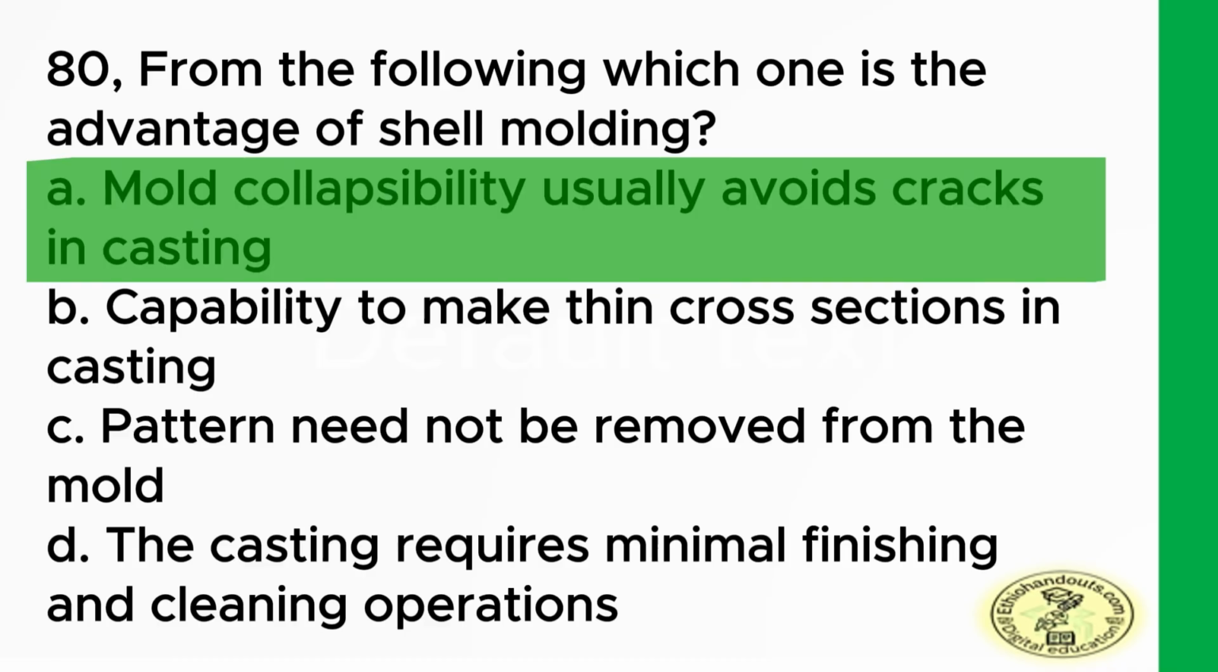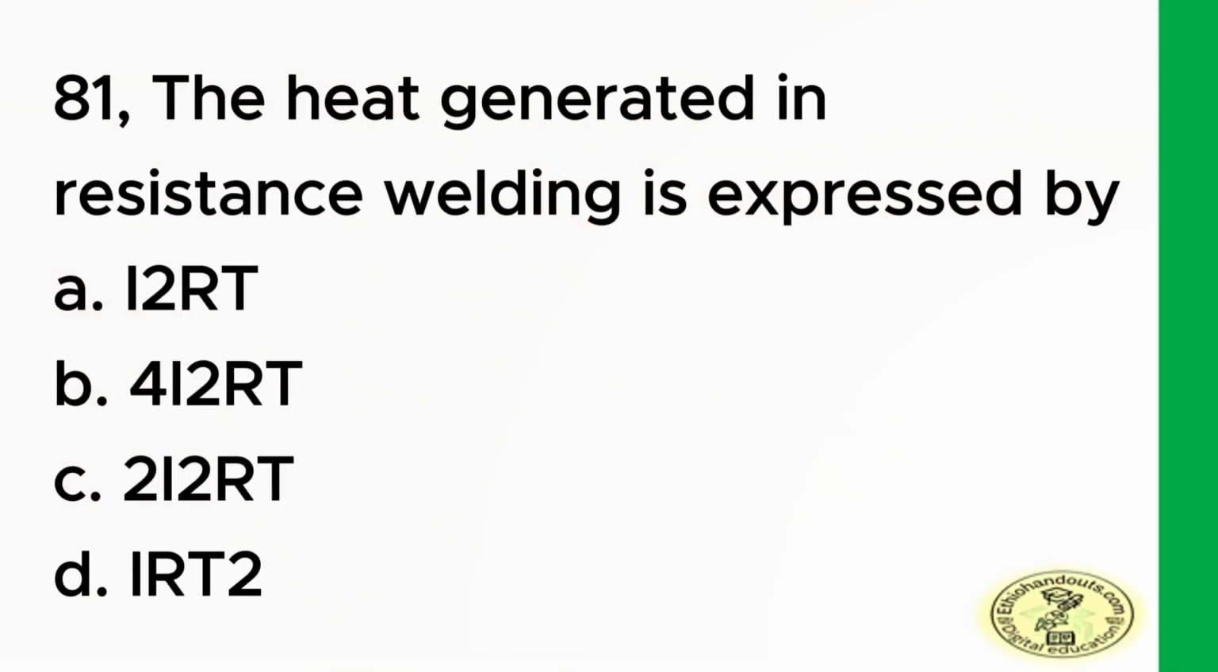The correct answer is A. Mold collapsibility usually avoids cracks in casting. 81. The heat generated in resistance welding is expressed by A. I²RT, B. I⁴RT, C. 2I²RT, D. IRT².